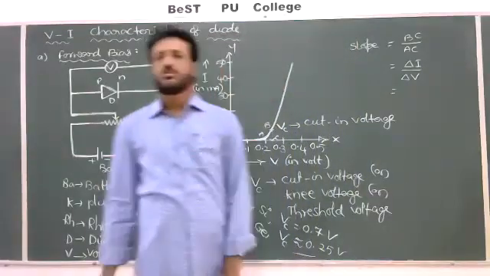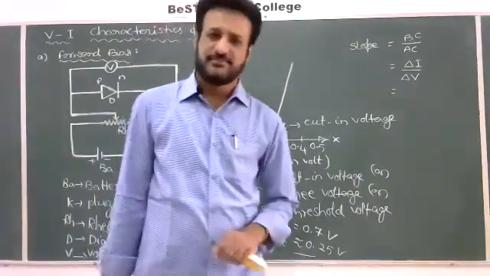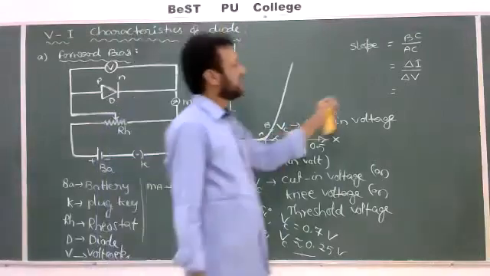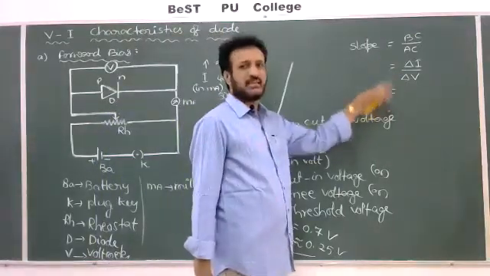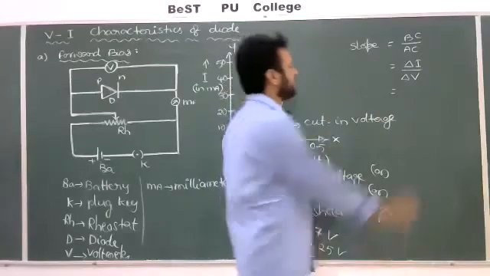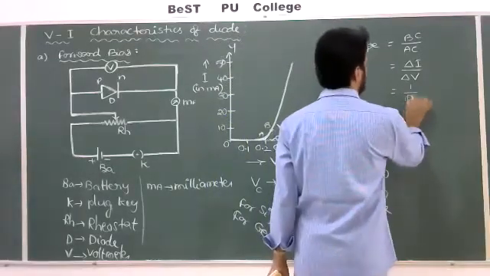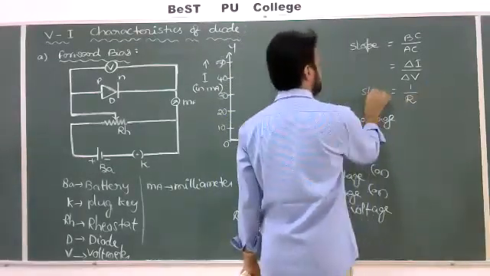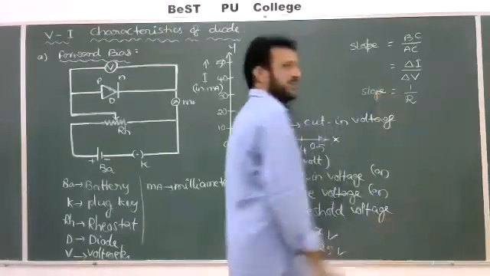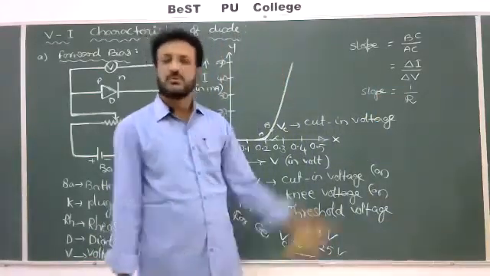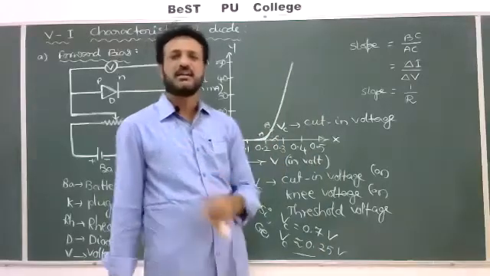But generally according to Ohm's law, V is equal to IR, or R is equal to V by I. But here what you have written, delta I by delta V, is equal to 1 by R. So the slope of the graph is equal to 1 by resistance. So the reciprocal of resistance is called conductance.